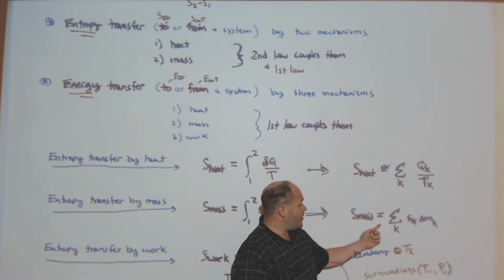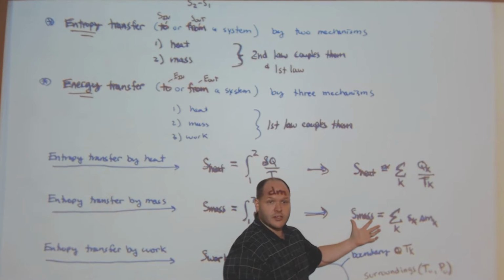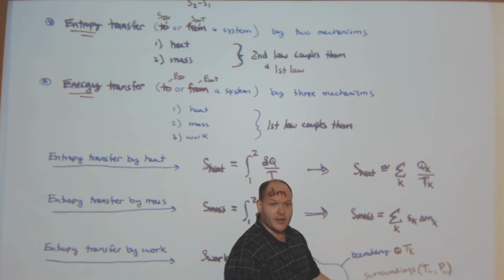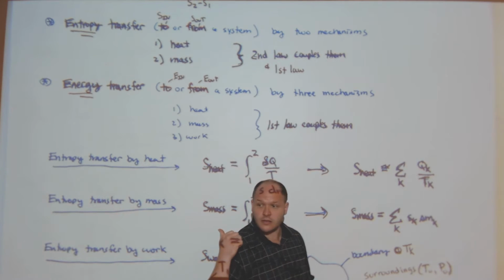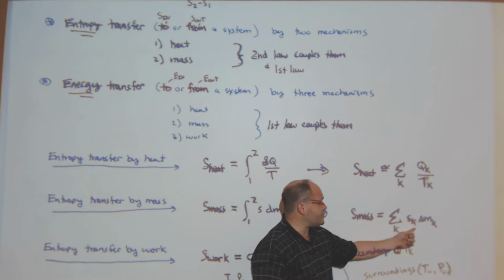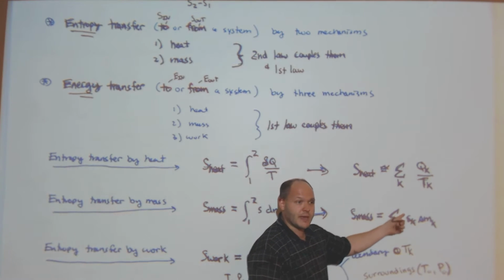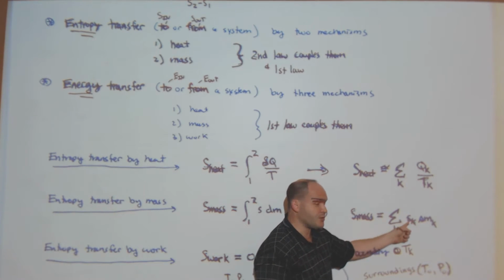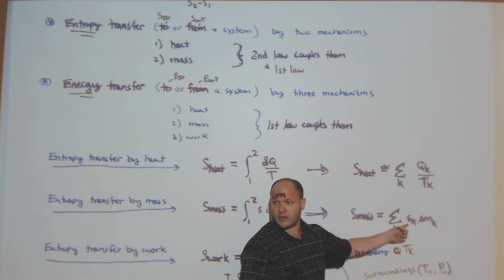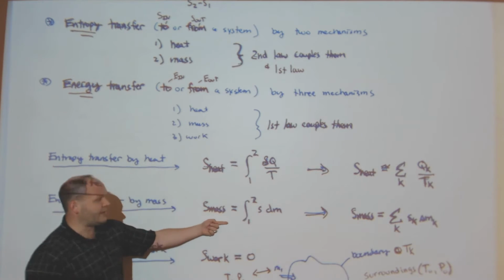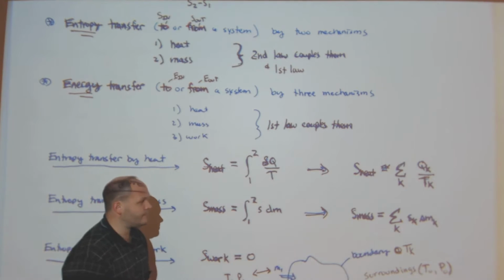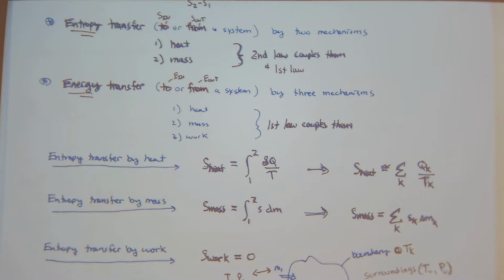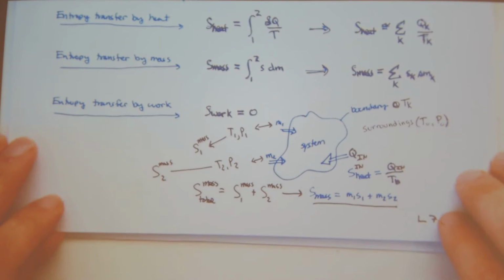Let's say 3 parts of entropy due to mass. I could have water coming in, I could have gas coming in, and I could have steam leaving. So I'd have an entropy per unit mass of my water, an entropy per unit mass of my gas, and an entropy per unit mass of my steam leaving. So I can look at it in integral form, or I can go to the summation form. And then here's just another example of that.